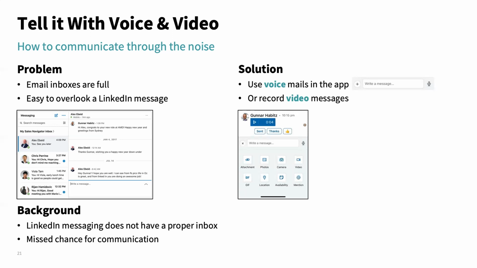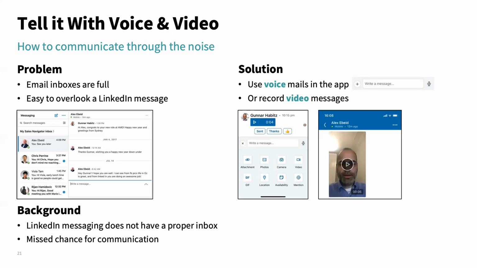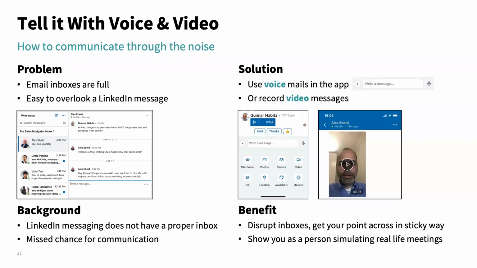So what you can do is also, of course, add pictures and so on, but you can also add video. That I've been doing here for Alex. On the left-hand side was just communicating by text, and then he got video, and this type of video stands out more. So it was more obvious for him to go after that. So you can basically disrupt your inboxes. You can get your point across in a sticky way, and it shows you as a person to simulate real-life meeting, particularly in the pandemic when it's not so easy to meet with others.